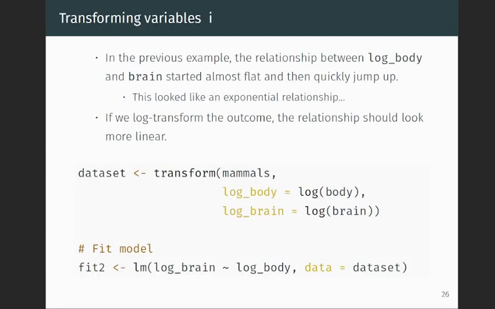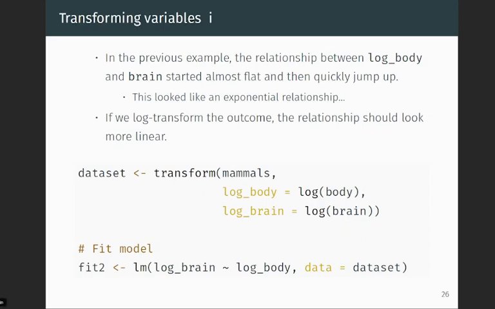Well, in this particular case, because we can actually plot the covariate versus the outcome variable, we can see that the relationship actually looks kind of exponential. It's almost flat at the beginning and then it quickly jumps up. So if we log transform the outcome, the relationship should look more linear. So let's try that. So I'm creating again this data set using the transform function. Now I'm defining two variables, so log body, just like before, and log brain, which will be my second transform variable. So I'm also transforming here the outcome.